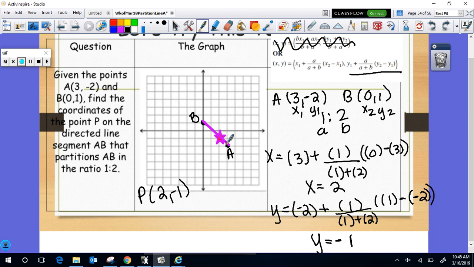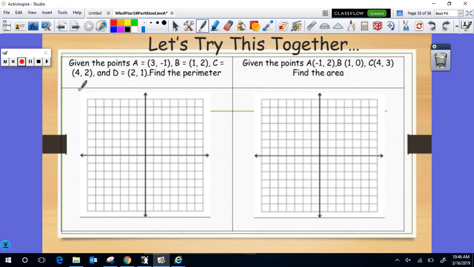If the distance from here to P, that point there, is going to be 1 to 2 to this side. So from P to B is going to be double the length of A. And we're finished. Alright, let's go ahead and go to the next one. Guys, pause these videos if you need to so you can go back and practice.